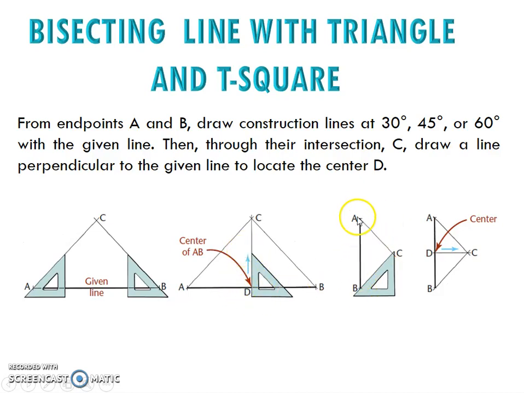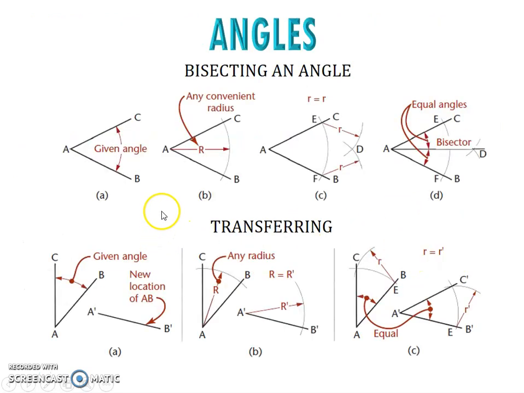It is the same if the line is vertical. This one is for the horizontal line and this one is for the vertical line. Okay, then how are you going to bisect an angle? The same method is used actually.